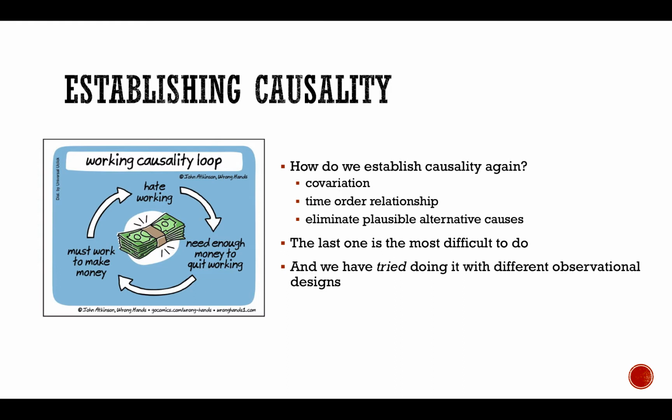Exactly. So to establish causality, we actually need three things, if you remember. We need covariation, which means that the variable that is doing the causing should be correlated with the variable that is caused. There needs to be a time order relationship, that the variable that does the causing precedes the variable that is caused. And we need to eliminate plausible alternative reasons that those two variables are correlated. Now, that last one is the most difficult to do. It's pretty easy to establish a relationship. It's pretty easy to establish a time ordering, but it's really hard to eliminate possible alternative causes.